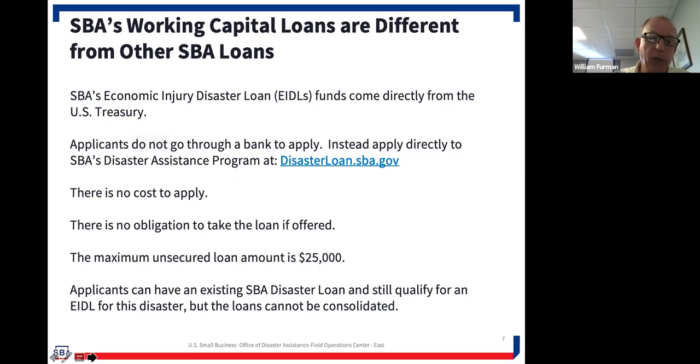The maximum unsecured loan, we're showing $25,000, but again, I think that's been waived. Applicants can have an existing SBA disaster loan and still qualify for the EIDL for this disaster, but the loans can't be consolidated. These loans stand on their own. They are made for different disasters, for different purposes, so they cannot be combined. Each one would stand on its own, but that should not be an issue. Again, existing disaster loans are deferred for 6 months, and the new disaster loans are going to be deferred for 12 months. So you should be able to work with that.